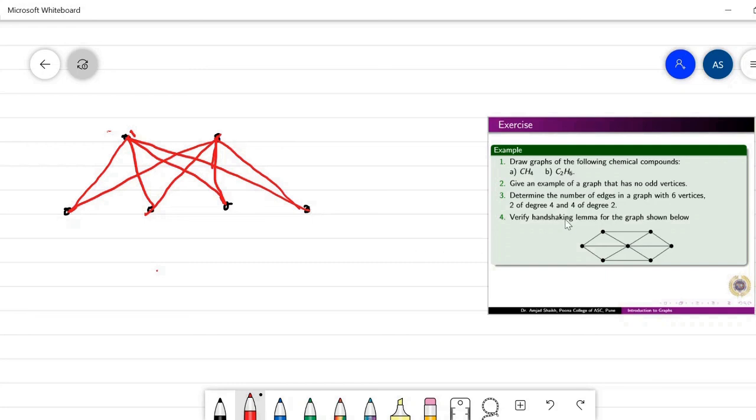The fourth example is to verify the handshaking lemma. For this graph, you can verify this as we have done earlier. Take the total degree of vertices in the graph. This should be equal to twice the number of edges. You can verify by adding all the degrees of the vertices.